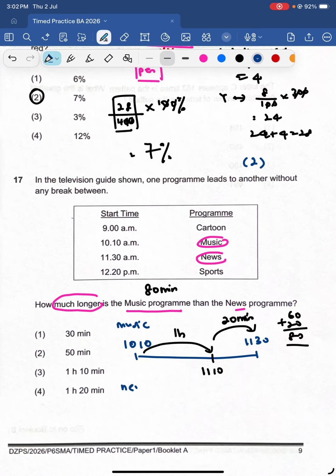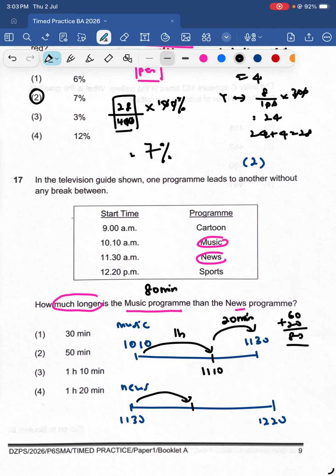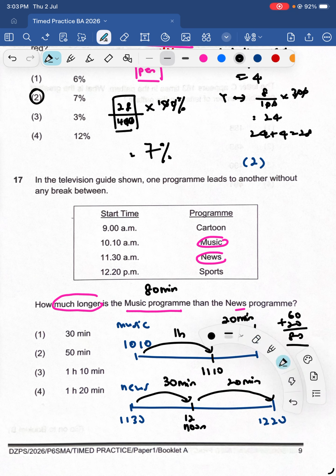As for news, starting time 11:30, ending time 12:20. So what do I do? I go to the next hour first, and this is 30 minutes. Then I ask myself, from 12 to 12:20, how many minutes is that? It's 20 minutes. So I will take 30 plus 20 to give me 50.